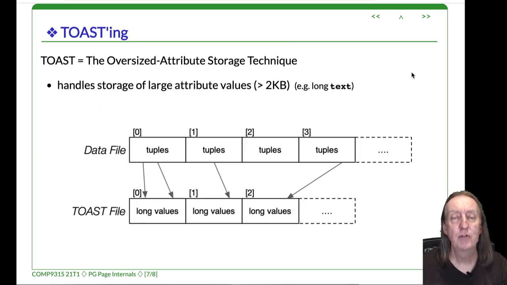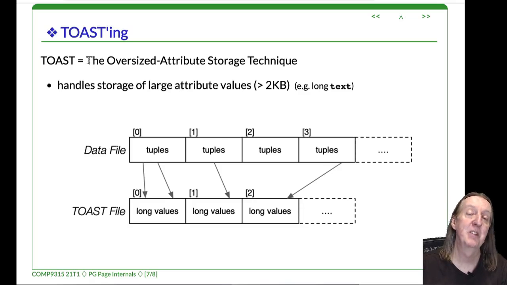All right, so toasting. So I talked about oversized attributes in the section on pages. Here's what Postgres does. All right, so toast actually means the oversized attribute storage technique. Cute name. And basically what it's used for is to handle the storage of large attributes. Now, how do you define large? There's actually a tunable parameter where you can specify what large actually means. The default value is anything larger than 2K bytes is a candidate for toasting.